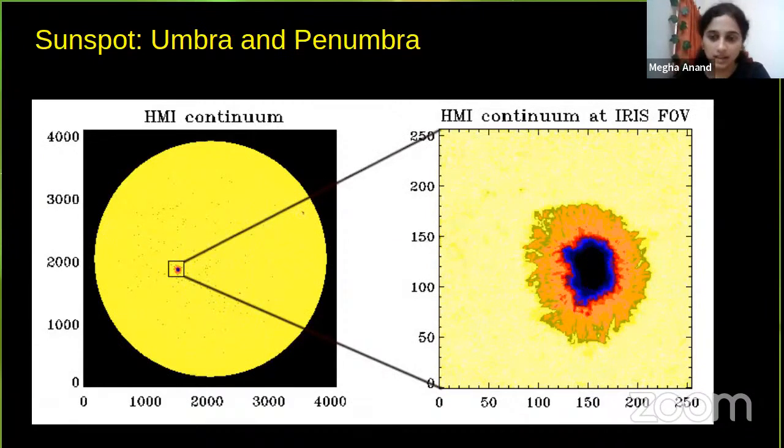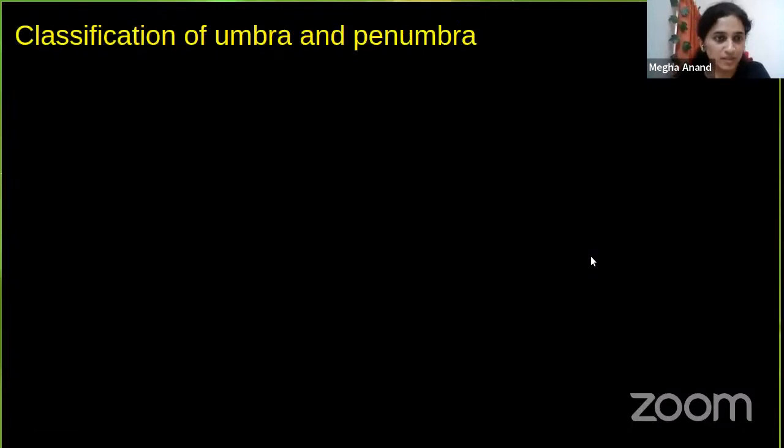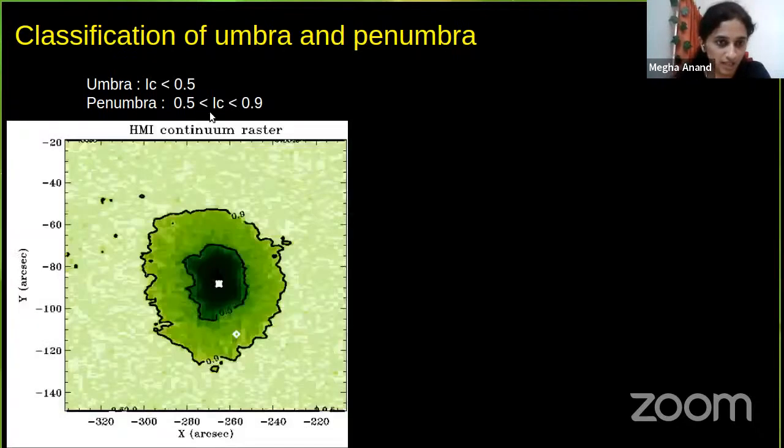For further identifying umbra and penumbra, we used the famous intensity cutoff for the case of umbra, which is 50% of the continuum intensity, and for the penumbra between 50% and 90%. So considering this and also bringing the HMI continuum to the IRIS resolution, we get the image something like this. So here is the contour which corresponds to umbra and penumbra.